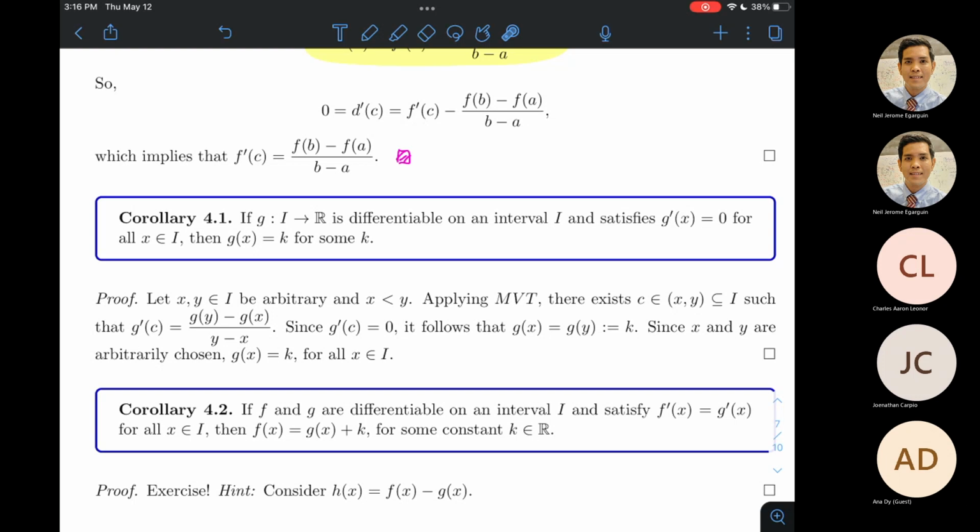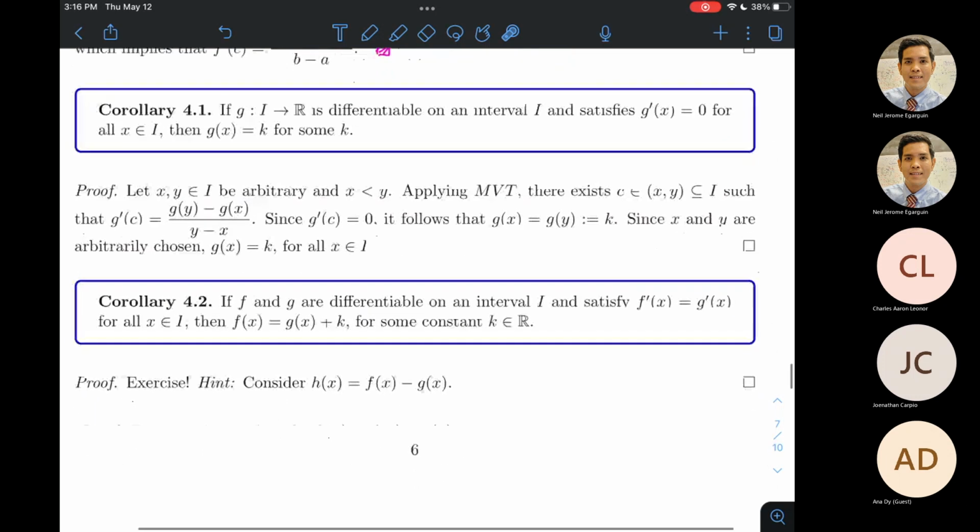Now, tingnan natin paano siya naging corollary ng MVT. Ang gagawin kong proof ay kukuha ako ng dalawang elements. Tawagin natin x at saka y ng interval I. Hindi pa directly magagamit yung Mean Value Theorem kasi ang assumption lang dito ay si G ay differentiable sa isang interval I. Hindi ko nga alam kung si I ay open interval o closed interval o half open or half closed. So hindi ko siya ma-apply kagad dito kay I.